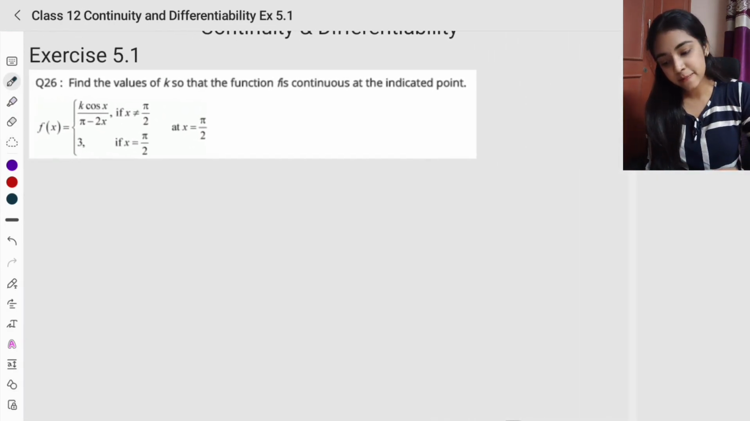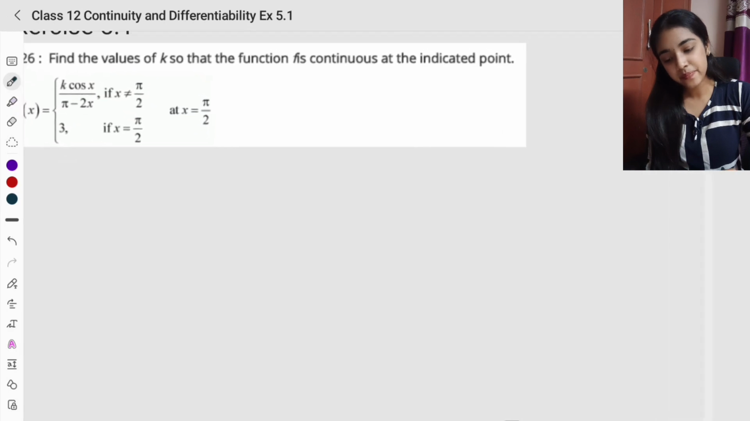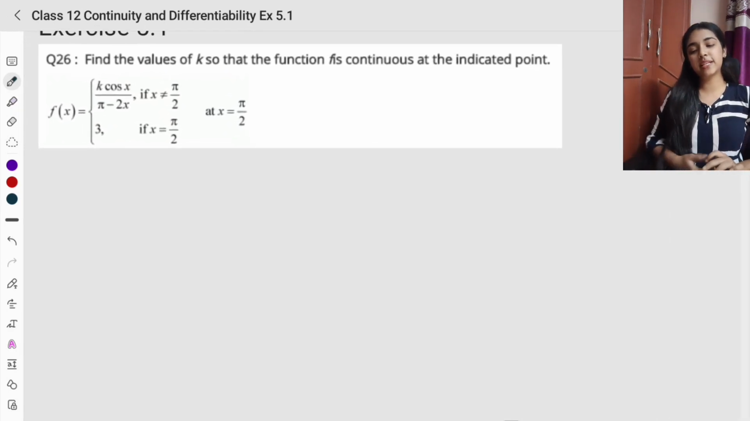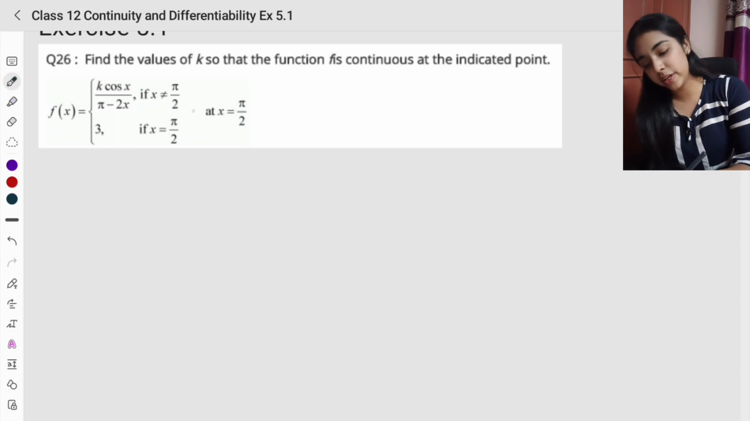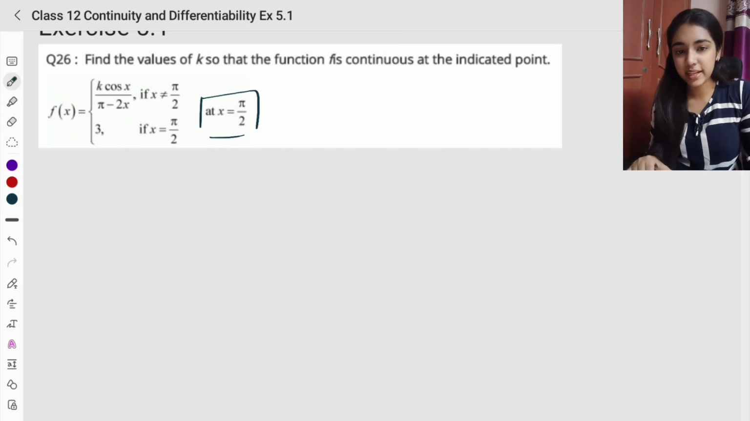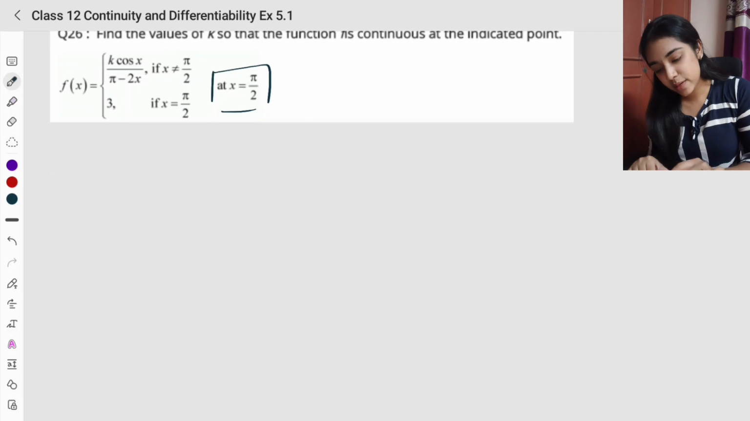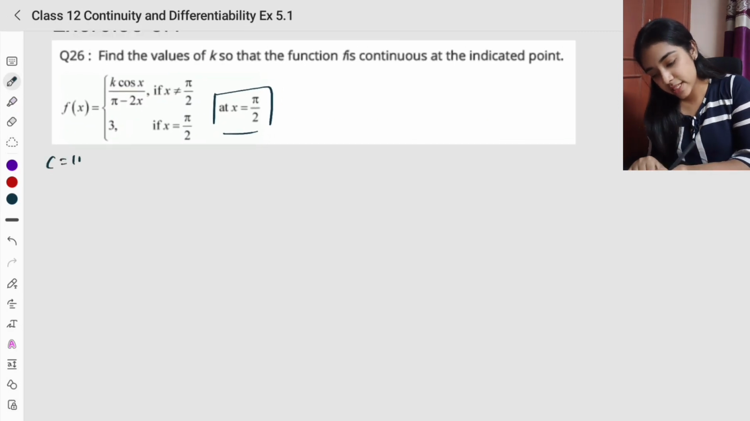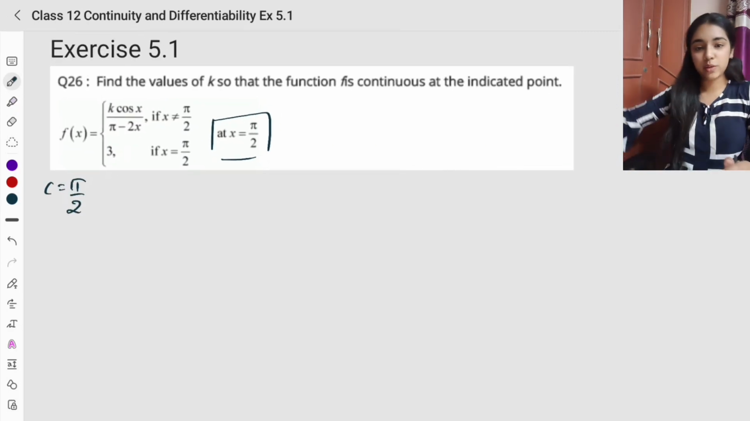Question number 26. Find the values of k so that the function f is continuous at the indicated point. The indicated point is x is equal to pi by 2 in this case. So you have to prove that it is continuous at x is equal to pi by 2. Okay. So what is my first step? First, find the left hand limit and right hand limit for the case c equal to pi by 2. Correct? So I have c equals pi divided by 2. This is my first case.